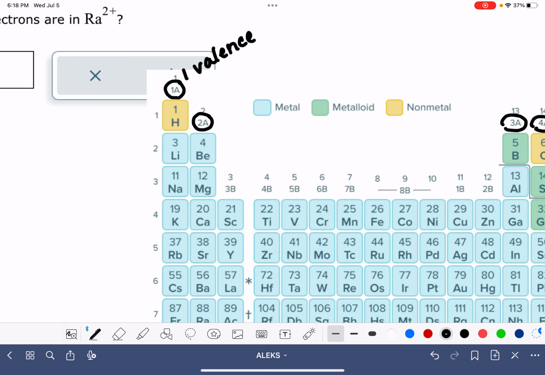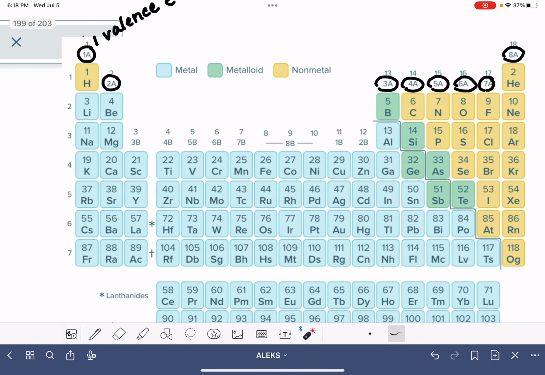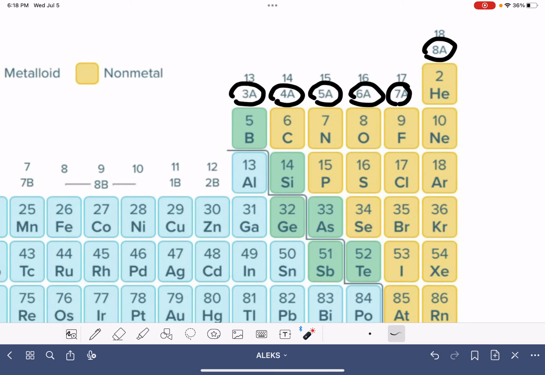In the next column over, all of these elements have two valence electrons, and we typically don't talk about valence electrons with these guys in general chemistry. So scooting all the way over to the other side of the periodic table, all of the elements in this column have 3 valence electrons, and these elements have 4 valence electrons, and you get the idea.